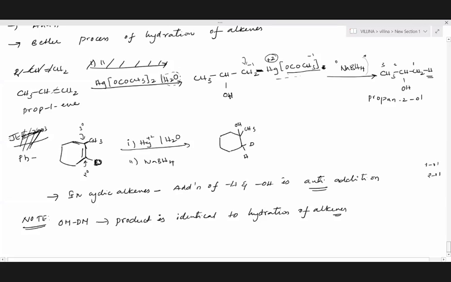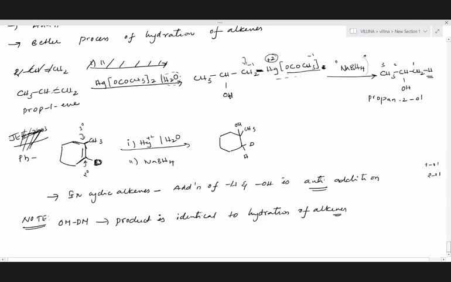So what is happening in this step? Initially, the mercuric acetate will get itself added. And in the second step, the reducing agent, that is sodium borohydride, will add the hydrogen to the carbon containing more number of hydrogens according to Markovnikov's rule. So for open chain carbons and all, we can perform this. So what happens for the cyclic alkenes? When it comes to the cyclic alkenes, there are 2 points that should be noted down.